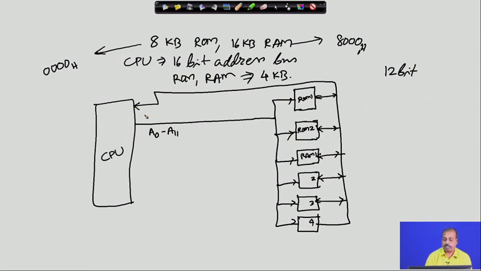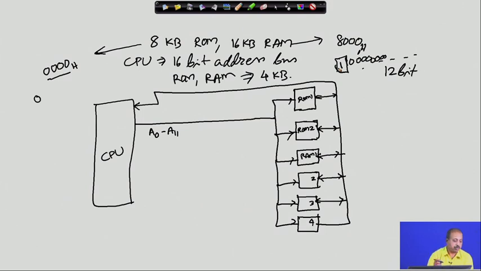Now, I have to select the chips. For chip selection, look into the difference in the addresses. The ROM starts at 0000, so the most significant bit of this 16 bit number is 0. For the RAM, the most significant digit will be 1, because 8 is represented as 1000 followed by 4 zeros. So, we use that to differentiate between the ROM space and the RAM space.